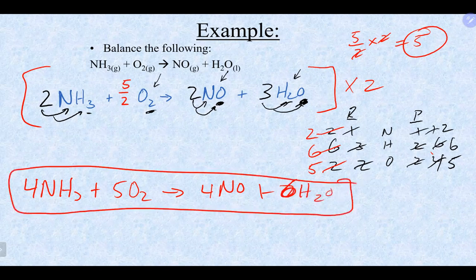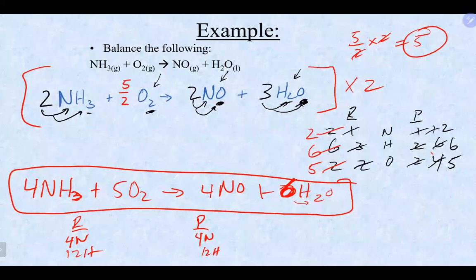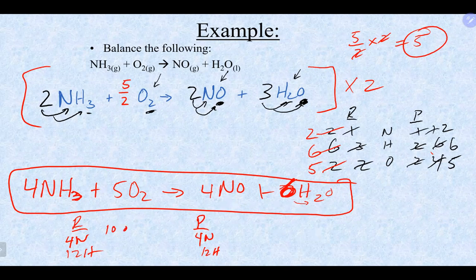Go. And if I didn't screw it up, like I almost did there, we should still be balanced. On the right-hand side there, we got 4 nitrogens. On the left-hand side there, we also have 4 nitrogens. Left-hand side, we have 4 times 3, which is 12 hydrogens. 6 times 2 is 12 hydrogens. And left-hand side, 5 times 2 is 10 oxygens. And 4 oxygens here and 6 more here gives us 10 oxygens.